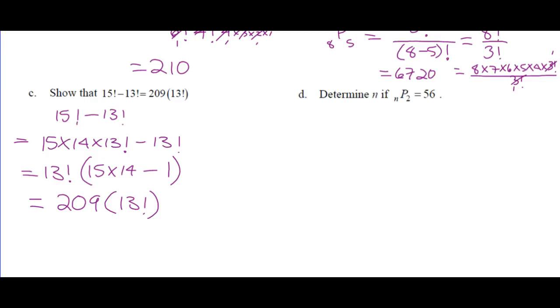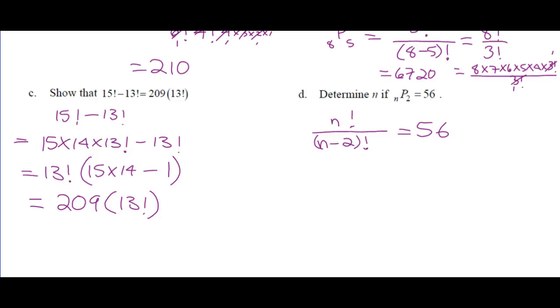Well, I could just start expanding, right? If in doubt, expand a factorial out. You know where to stop. Okay, we get something common. Determine n if nP2 is 56. Now, nP2 is n factorial over n minus 2 factorial. And that's equal to 56.